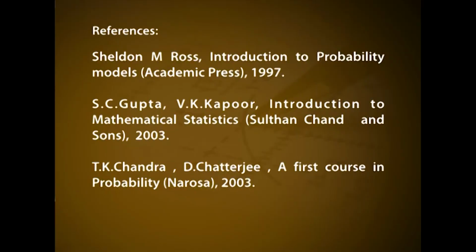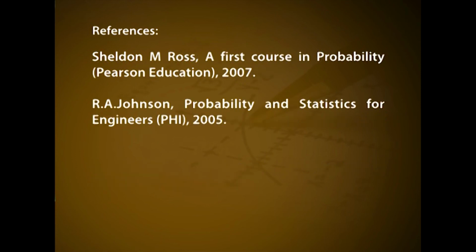The books for your reference are Introduction to Probability Models, Sheldon M. Ross, Academic Press, 1997. Introduction to Mathematical Statistics, S. C. Gupta, V. K. Kapoor, Sultan Chand and Sons, 2003. A First Course in Probability, T. K. Chandra, D. Chatterjee, Narosa, 2003. A First Course in Probability, Sheldon M. Ross, Pearson Education, 2007. Probability and Statistics for Engineers, R. A. Johnson, PHI, 2005.